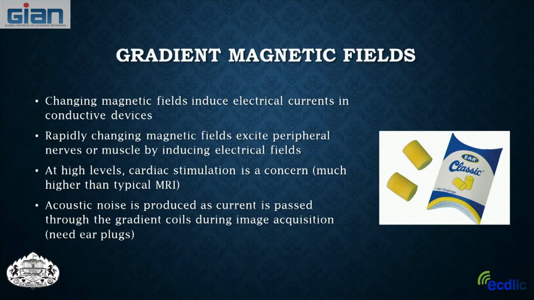Another issue is that these rapidly changing gradient fields can induce nerve or muscle excitation because of the way that the magnetic and electric fields work together. If you remember, our nervous system works on these electric fields. So sometimes a person might report some tingling or something that feels like someone is tapping them. And we usually ask them when they get out of the scanner if they've had any of these negative sensations.